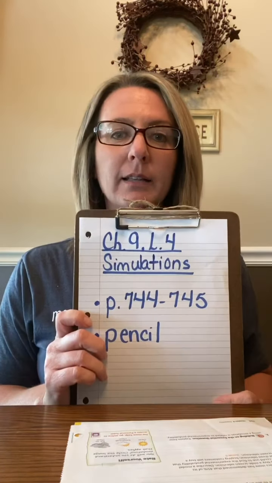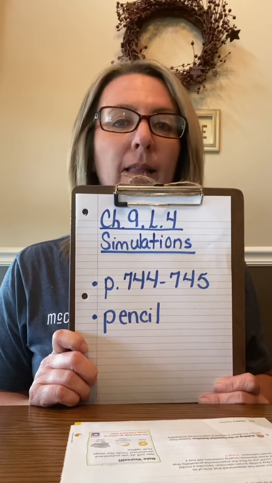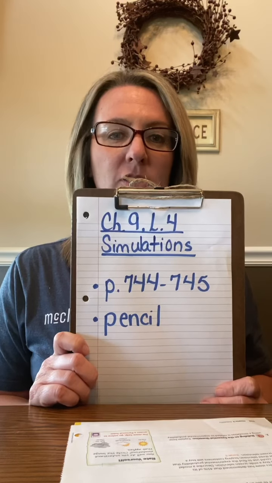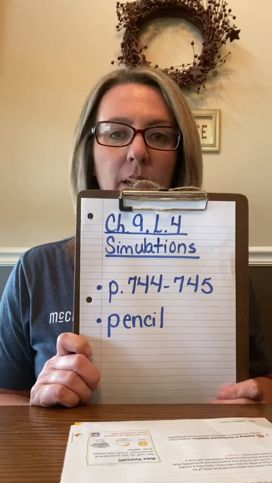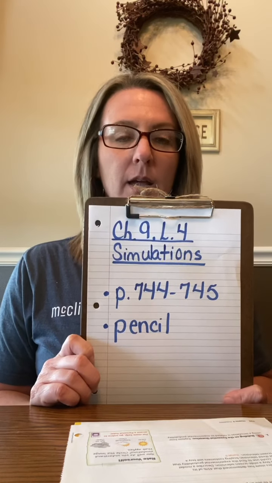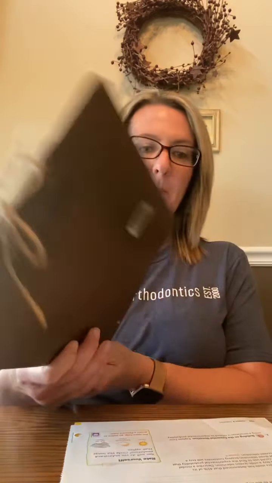All right, so today's lesson is Chapter 9, Lesson 4, and it's on simulations. We're going to be on pages 744 and 745 from our math book, and all you're going to need today is a pencil. Today's lesson has little to do with number crunching, math, things like that. It's more situational type math. I'm not even going to give you guys an extra practice page to try on your own. I just want to expose you to this concept, and hopefully you'll get an understanding of that, okay?